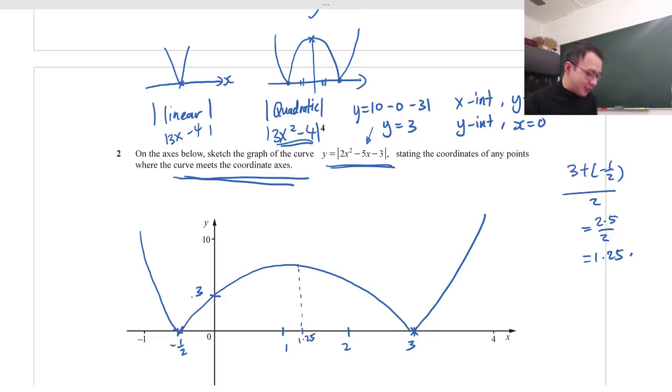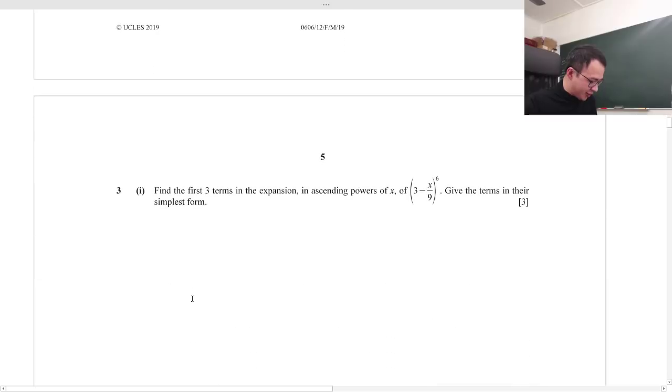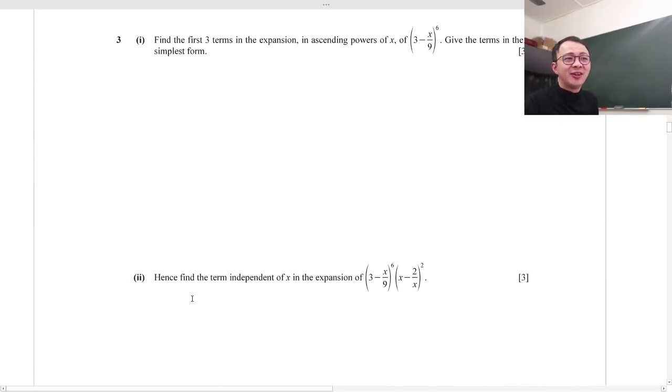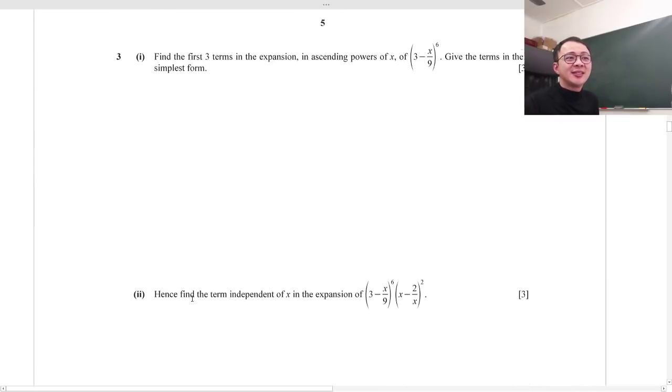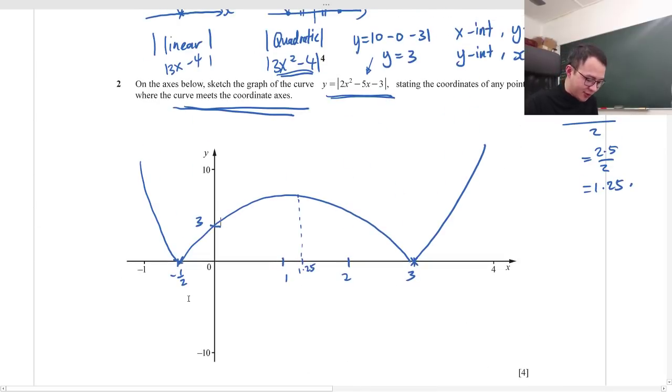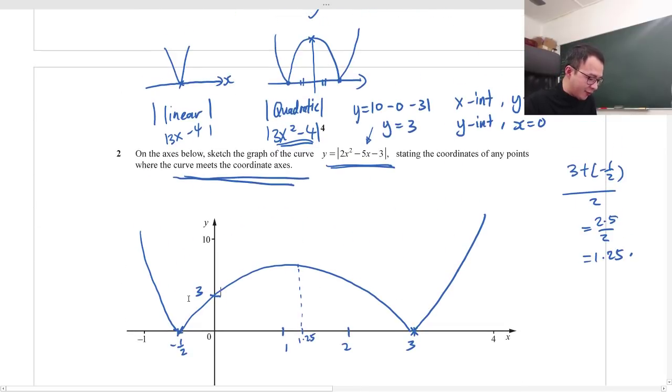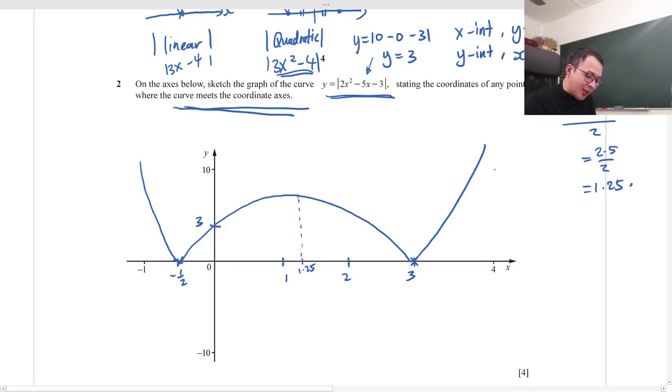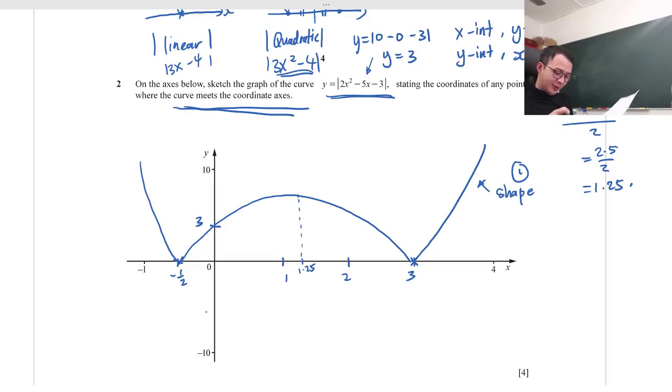Yep, so let me move on to the next question. Yeah, I see a lot of comments over here. Yeah, sir, is the line of symmetry necessary? The line of symmetry is not necessary. I guess this is how they will give you the marks. The first 1 mark they will give to the shape here. And then over here the x-intercepts should be 2 marks, the y-intercept should be 1 mark.